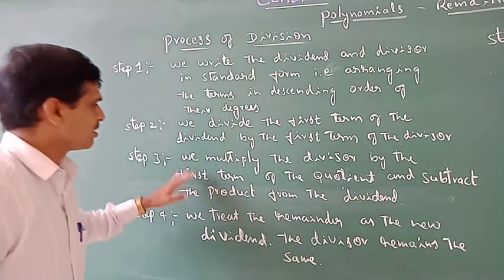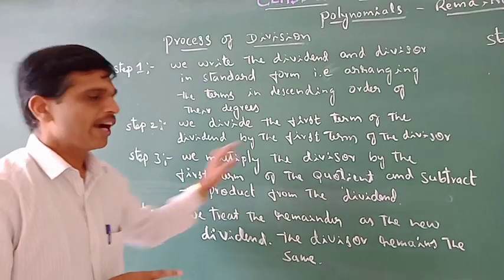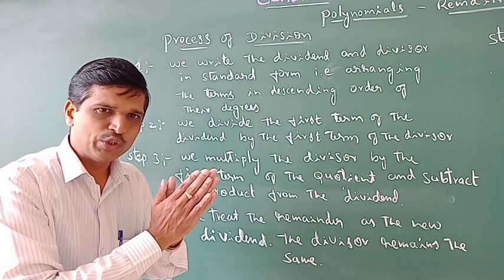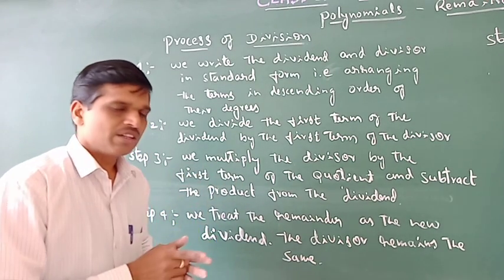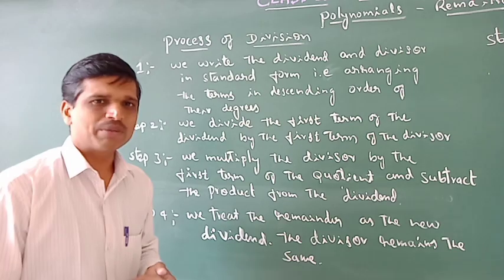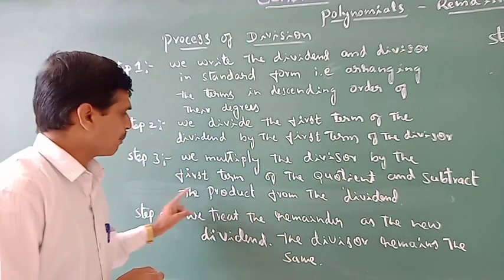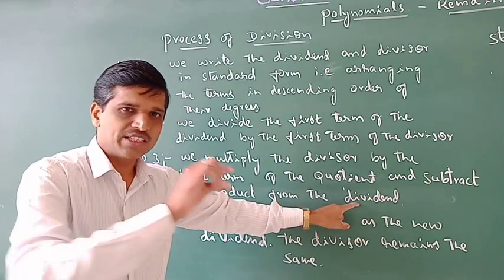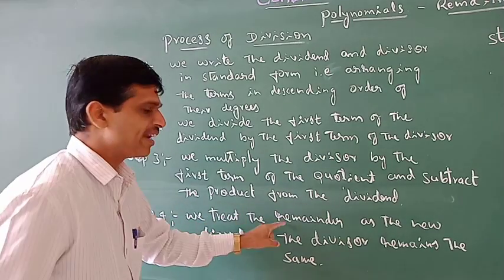It shows us what we can multiply: the divisor and the first term of the quotient are multiplied when you are going through the division process. In the third step, the divisor is multiplied by the first term of the quotient, and their product should be subtracted from the dividend. What is the entire dividend? The first step, we treat the remainder.